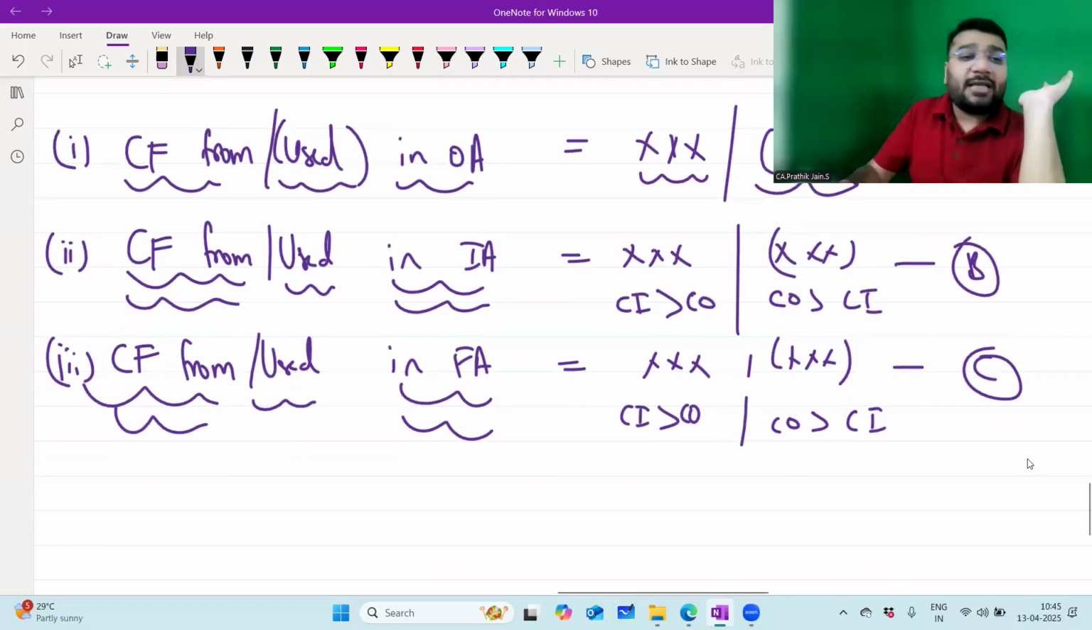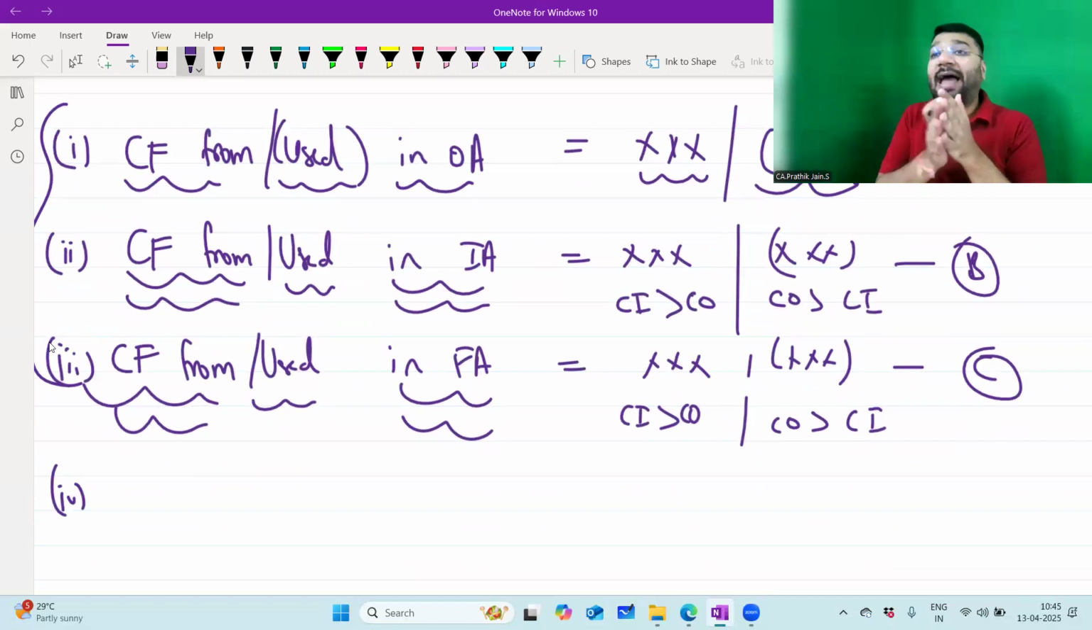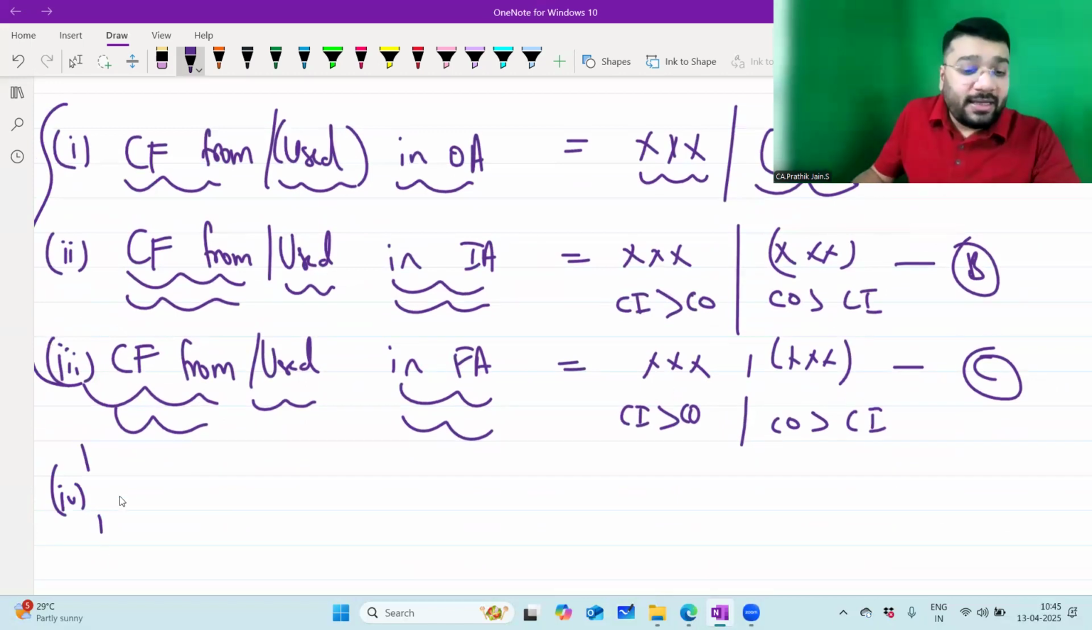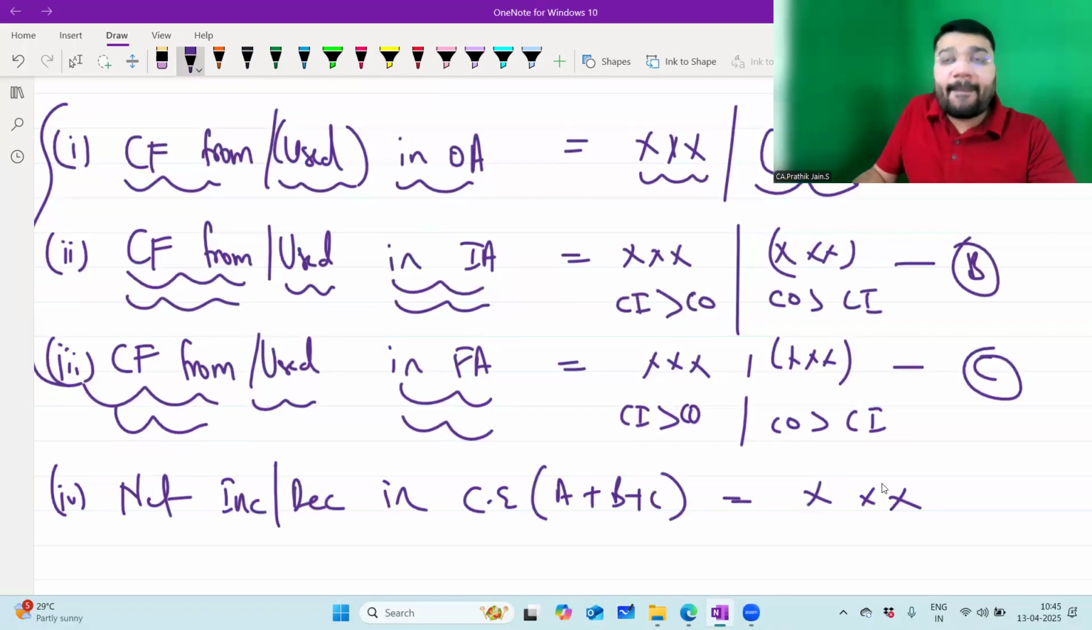Now, once you get the cash flows, the fourth step is to get the net change in cash and cash equivalent. So what is the net of these three? It means I have to add all the three. So net increase or decrease in cash and cash equivalent. Basically, you're doing net flow. A plus B plus C will be this answer. So this is my net change in the cash and cash equivalent.